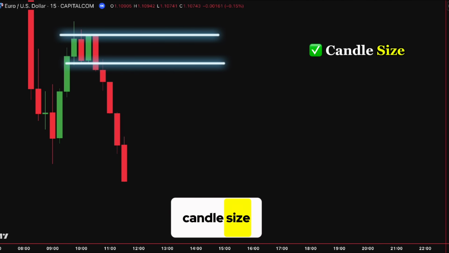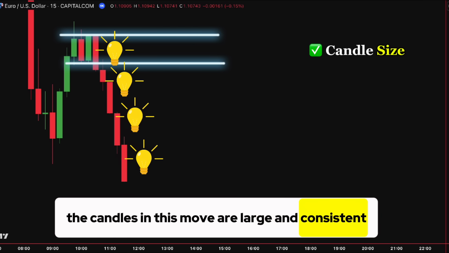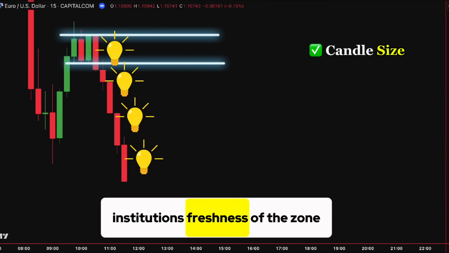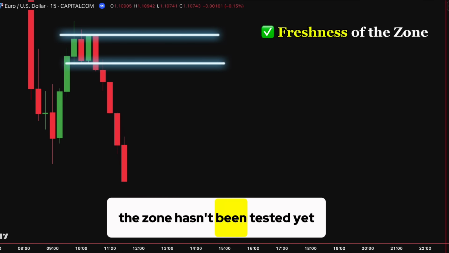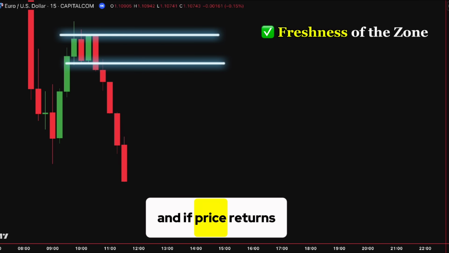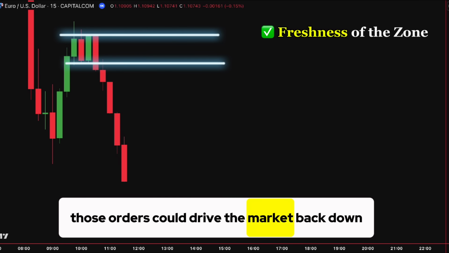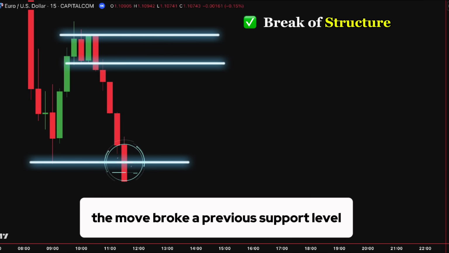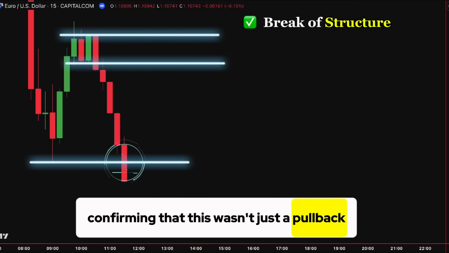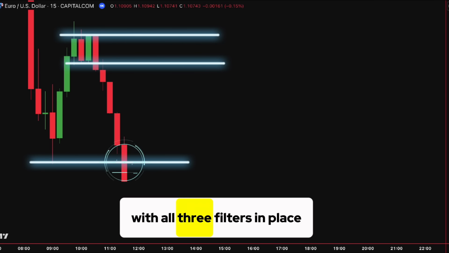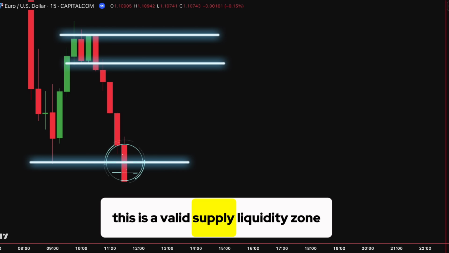Candle size. The candles in this move are large and consistent, a clear sign of strong selling pressure from institutions. Freshness: the zone hasn't been tested yet. That means it still holds unfilled sell orders, and if price returns, those orders could drive the market back down. Break of structure. The move broke a previous support level, confirming that this wasn't just a pullback, it was a structural shift driven by smart money. With all three filters in place, this is a valid supply liquidity zone.